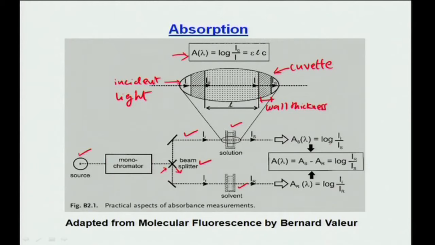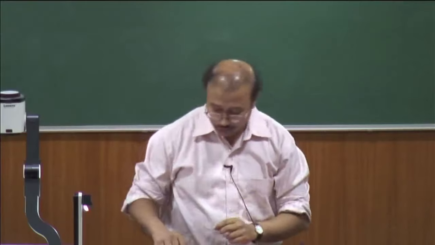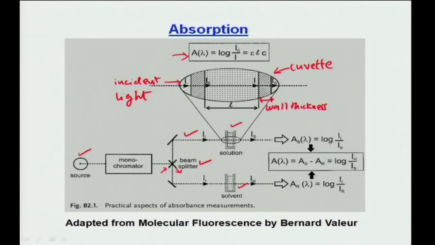Now, you do the same thing. You do not know what the incident light is, because you do not know what incident light is hitting the sample, for the simple reason that you have this wall. So, the other half goes to the reference, which is the solvent only, no sample. There you get log of II over IR. So, the first one was I incident over I sample, the next one is I incident over I reference, no sample.